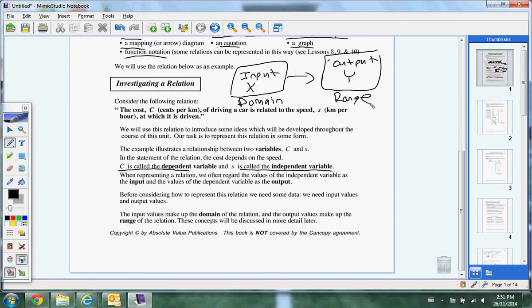So if I'm going 0 miles per hour, what's my cost probably going to be? 0. If I'm going 220, my cost might be, let's just say, $30. So my range is 0 to 30. Your range is your output, what it can be. Your X is what you can plug in. Does that make sense? A little bit?